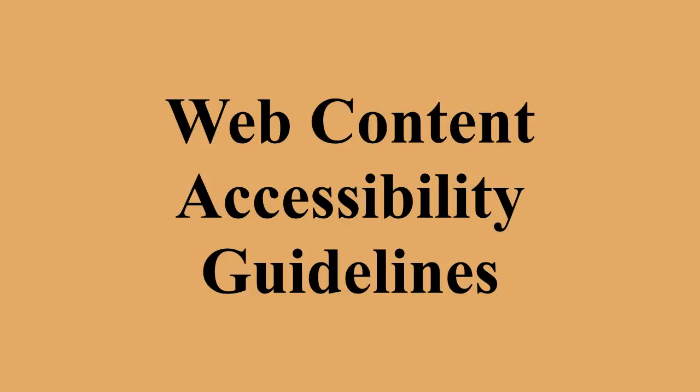Understandable. Information and the operation of user interface must be understandable. Guideline 3.1. Make text content readable and understandable. Guideline 3.2. Make web pages appear and operate in predictable ways. Guideline 3.3. Help users avoid and correct mistakes.